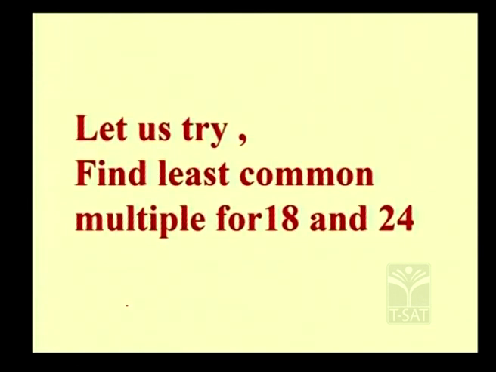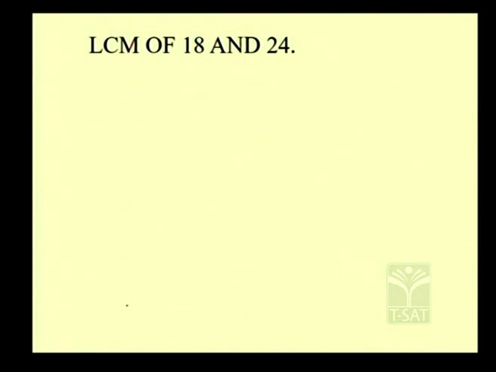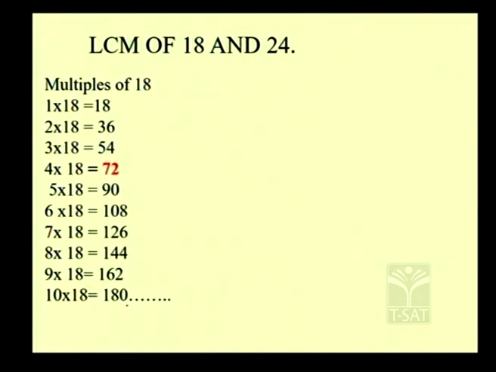Understand? Let us try to find the least common multiple for 18 and 24. Students, what do we have to do for this? First we have to write the multiples of 18, and after that we have to write the multiples of 24, and we have to observe what common multiples they both have, and after that we have to choose the least common multiple. How it is, you will observe on the screen. So, LCM of 18 and 24. First we have to find multiples of 18.